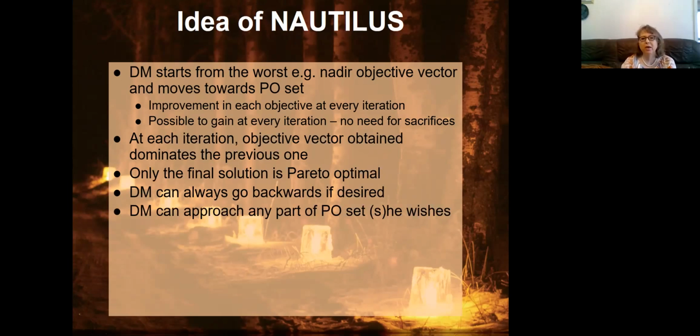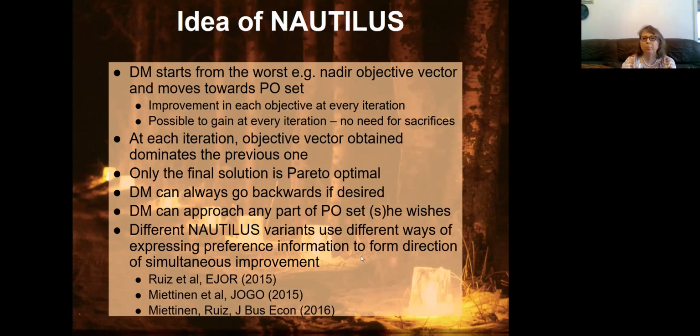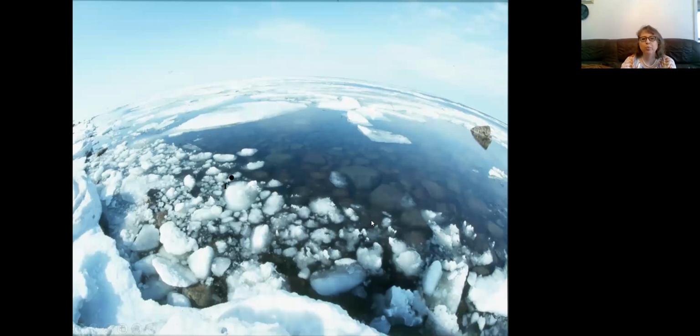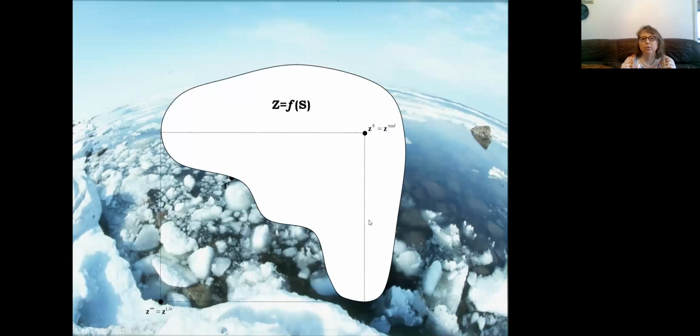In that way, the decision maker can freely approach any part of the Pareto optimal set. And we have different variants of Nautilus methods that allow the decision maker to control the movement differently. But here's the idea, once again, with a bi-objective problem. So these are the Pareto optimal solutions, and here is the starting point, the nadir point. And basically from this point, we can reach any Pareto optimal solution.